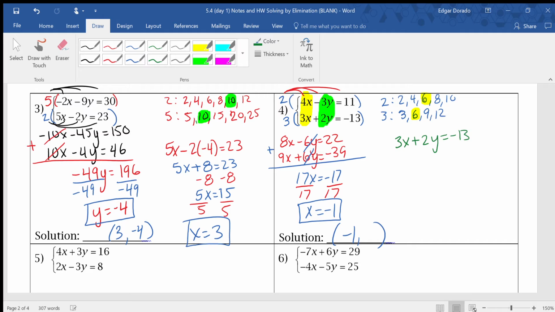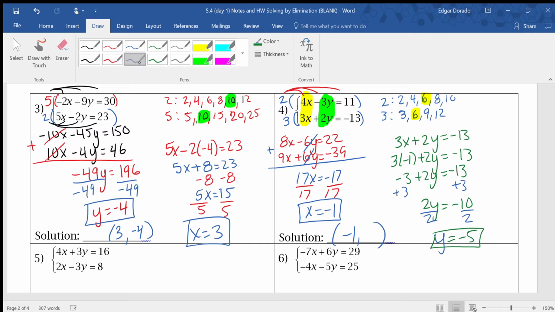Okay, that was my original, but now I know my x, so I'm going to go ahead and substitute that in there. It would be a negative 3 plus 2y is 13. I'm going to add 3 to get 2y equals negative 10, divided by 2, divided by 2, for a final answer of y equals negative 5.